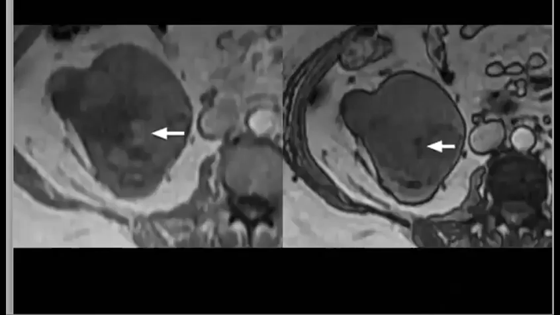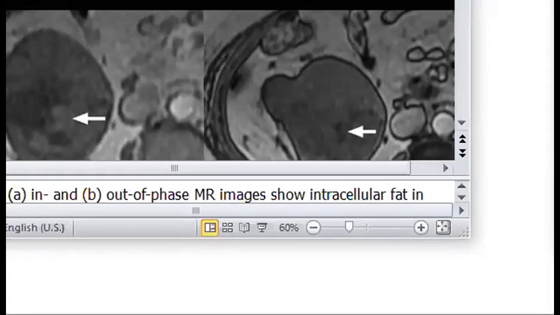So this one, what happened here? What does it have inside? Which sequence is this one, and what does it want to show you? Yeah, in phase, out of phase, perfect. So in phase and out of phase, yes.